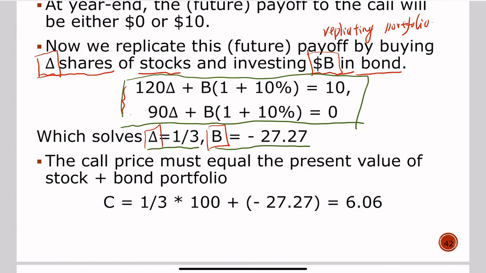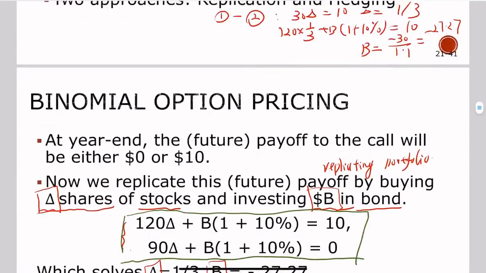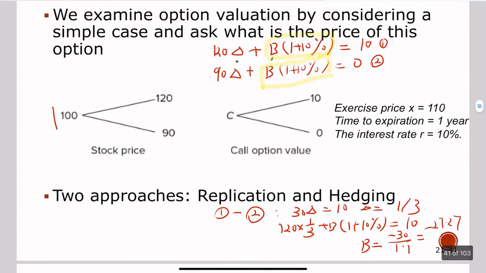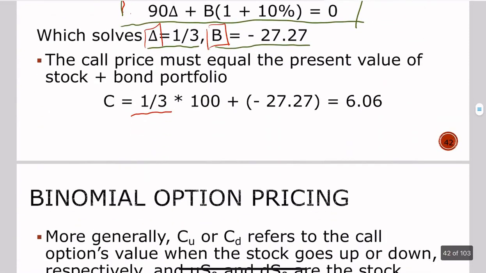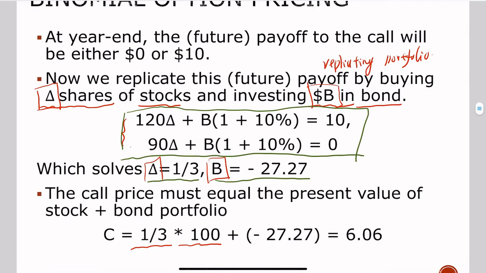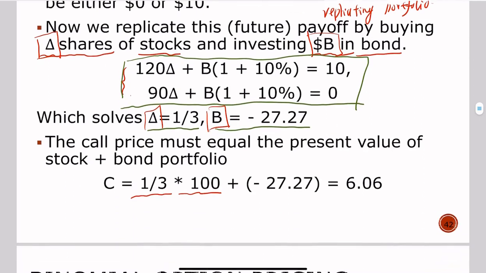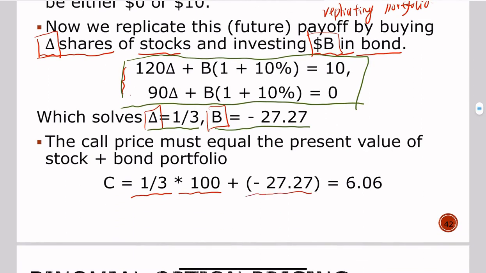Well, you have 1 over 3 shares of your equity, right? And you can see that the stock price is just 100. So it's just 1 over 3 times 100. And then this B is minus 27.27. So you could just plug in this number here. So this gives you the call's price, 6.06.